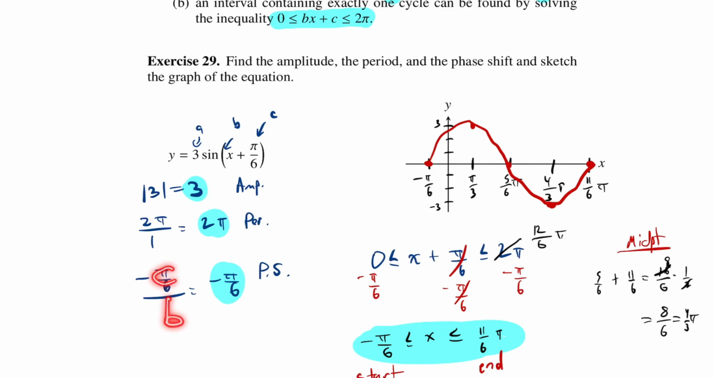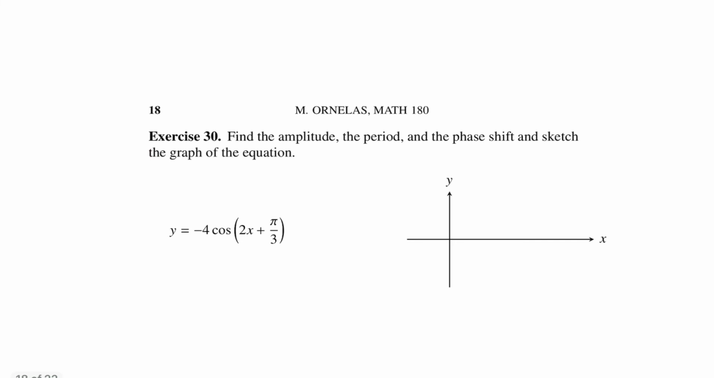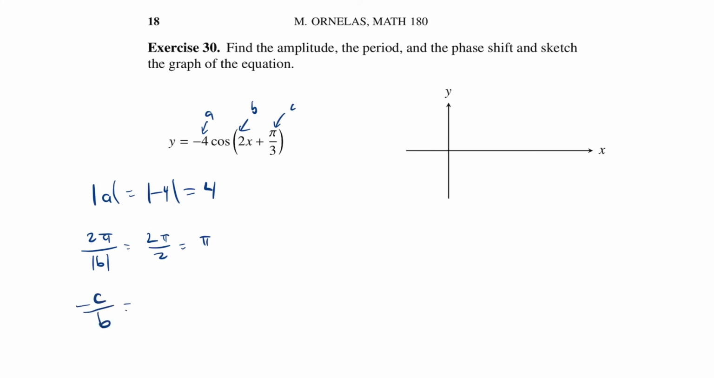So now we're going to do the same thing, but for cosine. So let's start it off the same way. The amplitude is, there's your A, there's your B, there's your C. Absolute value of negative 4 is 4. 2 pi over absolute value of B is going to be 2 pi over 2, which is pi. Phase shift is negative c over b, which is negative pi over 3 divided by 2, which is negative pi over 6. All right, so we got the 3 things that we needed.